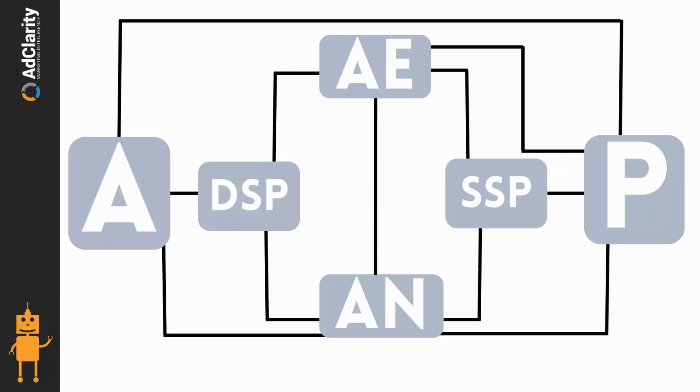So along came the DSPs, or demand side platforms, and SSPs, or supply side platforms. And both of these platforms are really similar, but they just serve different audiences. DSP is for the advertiser, SSP is for the publisher. The DSP is sort of like a brain on the advertiser side in terms of the ad exchange.